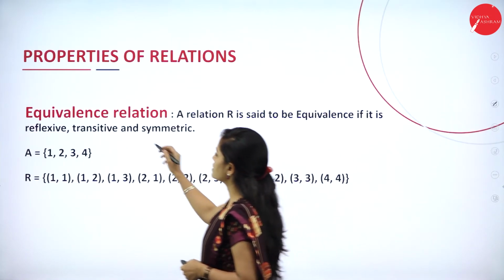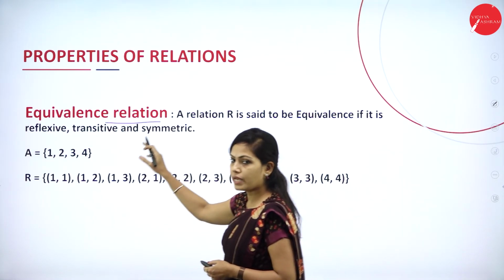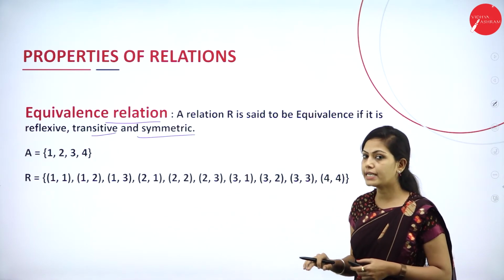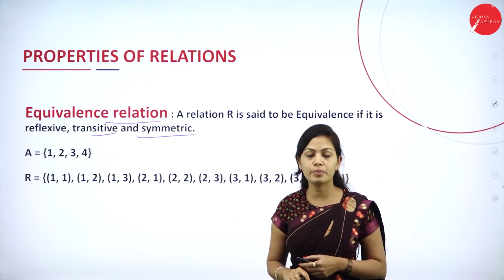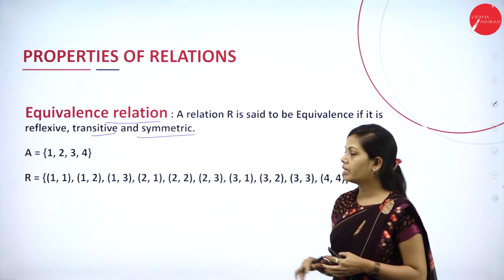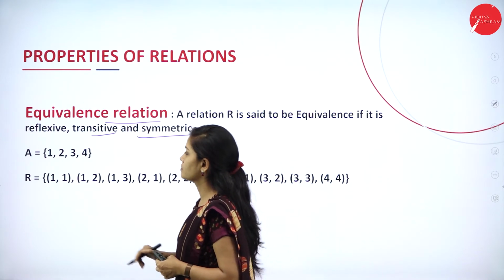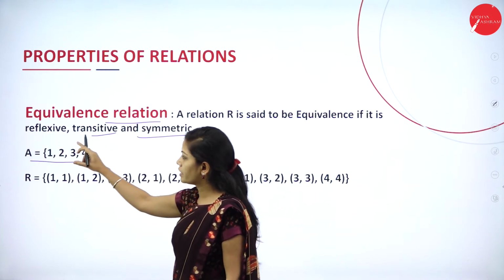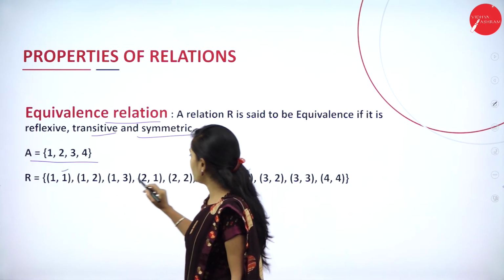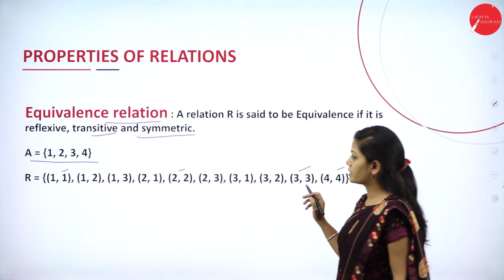Next we have the equivalence relation. A relation R is said to be an equivalence relation if it is reflexive, transitive and symmetric. It has to satisfy all these conditions, then we can call it an equivalence relation. So first check reflexive, transitive and symmetric. First I will check: (1,1) is there, (2,2) is also there, (3,3) and (4,4) are there. So the condition is satisfied.